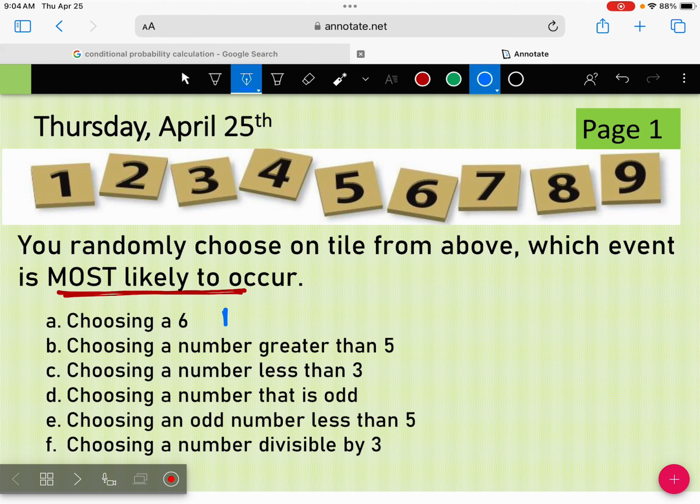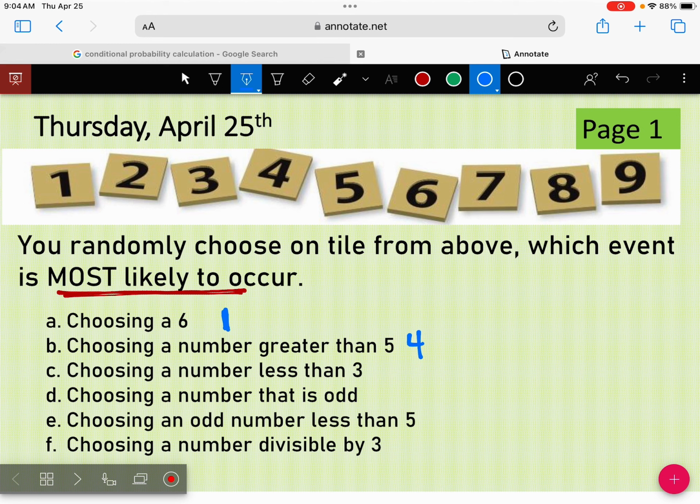1. Okay, that's the answer to part A. Sorry, let me unfreeze my screen. How many tiles have a number that is greater than 5? So greater than 5, that would be 1. Because do you all agree that 6, 7, 8, and 9 are bigger than 5? All right, so there's 4.